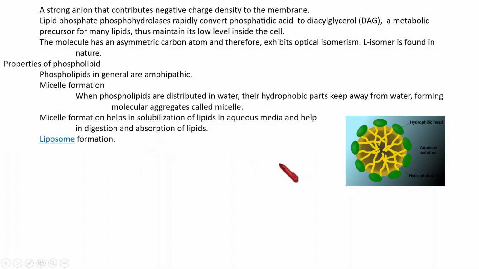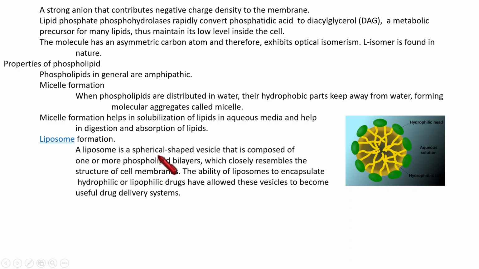Next, another property: it can form liposomes. What are liposomes? Liposomes are very simple structures. They are spherical shaped vesicles. Vesicle means it can carry something, and it is composed of phospholipid bilayers. We know that bilayers means something like this. So it can form a phospholipid bilayer in the form of a sphere.